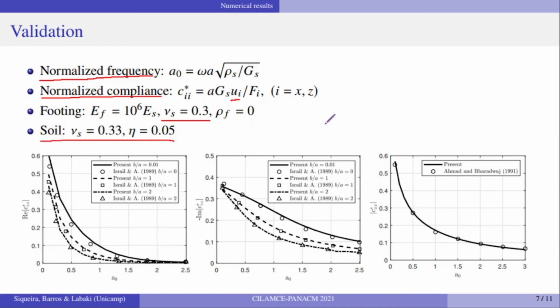In order to validate the present model, these figures show the vertical and horizontal compliances of a rigid, massless embedded footing. Different embedment ratios were considered, including that of a surface footing, approximated with the present model by setting an embedment ratio of 0.01. Rigid and massless properties can be obtained with the present model by making the structure much stiffer than the soil and with zero mass density. These results were compared with Israel and Ahmad and Baradwaj, showing a good agreement.